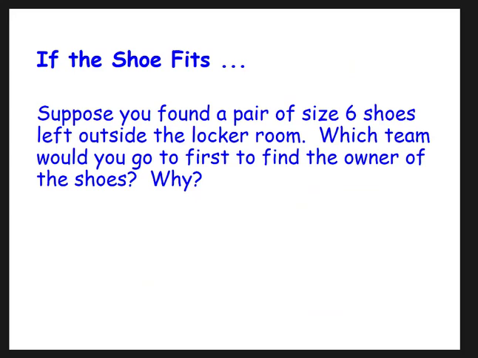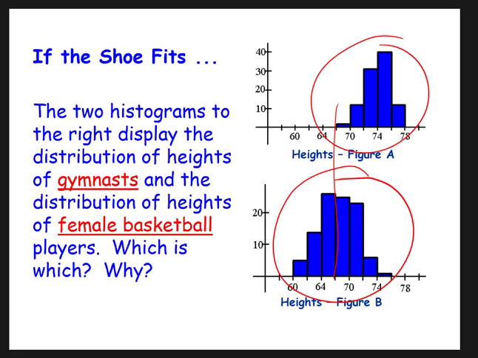So suppose you found a pair of size 6 shoes left outside the locker room. Which team would you go to first to find the owner of the tennis shoes? So it's referring back to these graphs here. Well, size 6 is relatively small. I would go to the team that has the smaller people. Height and shoe size tend to correlate. So the shorter athletes would tend to be more likely to have the smaller shoe size.